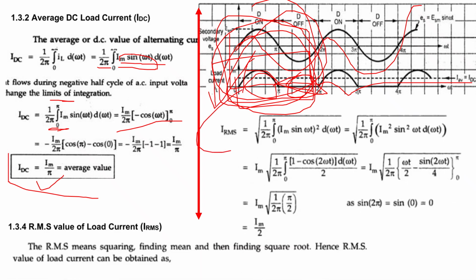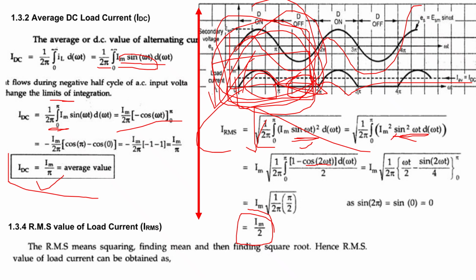RMS means root mean square. So first square, then take average, and then square root. Mean means average. So here if you use the same technique again, you will get IRMS is equal to Im by 2. How to solve? So I square, then I square sine square theta. Sine square you have to convert into cos 2 theta so that we can integrate.